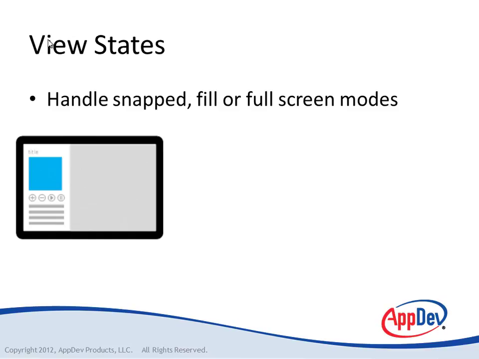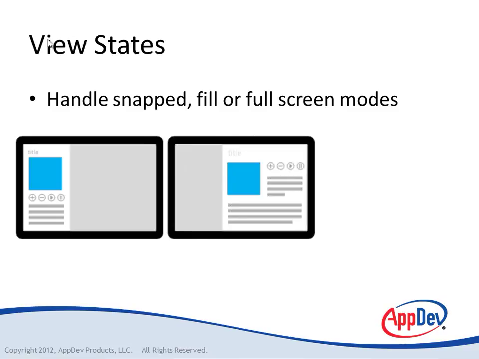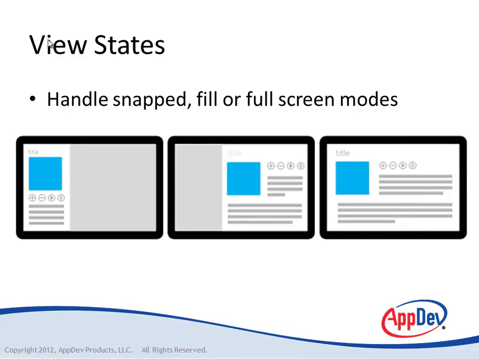This is where your application takes up the left or right portion of the screen and only a very narrow column of your application is showing. You'll want to make sure you format your application so it looks decent in that layout. Filled mode is when you have the larger portion of the screen, and again, you want to lay out your application so it looks good in that mode as well. The standard view mode is full screen, and of course your app needs to look good in that mode.